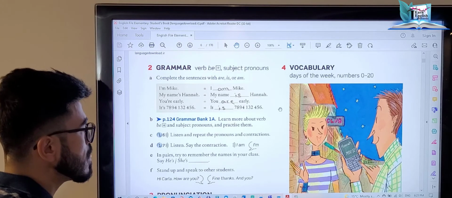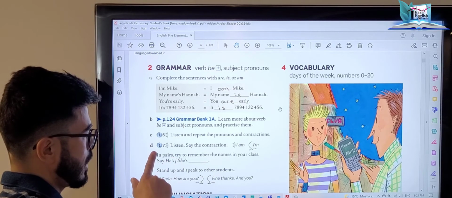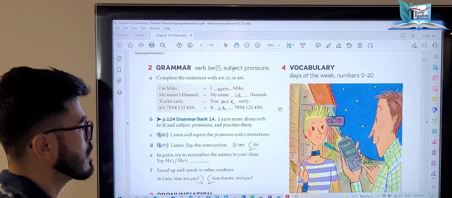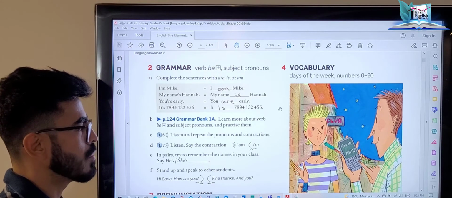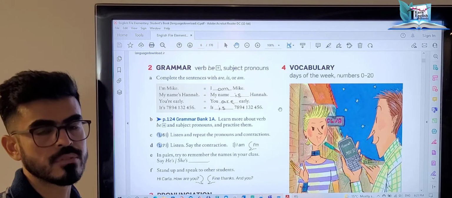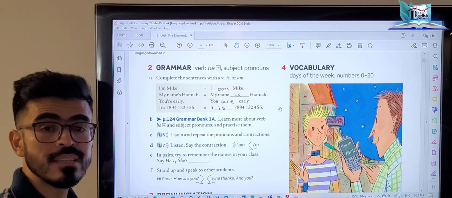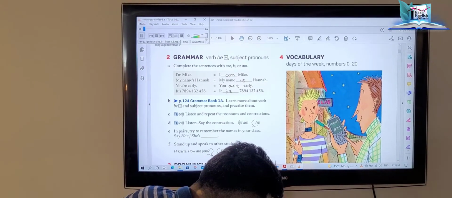Now let's come to part C, part D. Okay, so here, 1.6, listen and repeat the pronouns and contractions. Everybody, close your books, listen to the recording and repeat after it. 1.6.